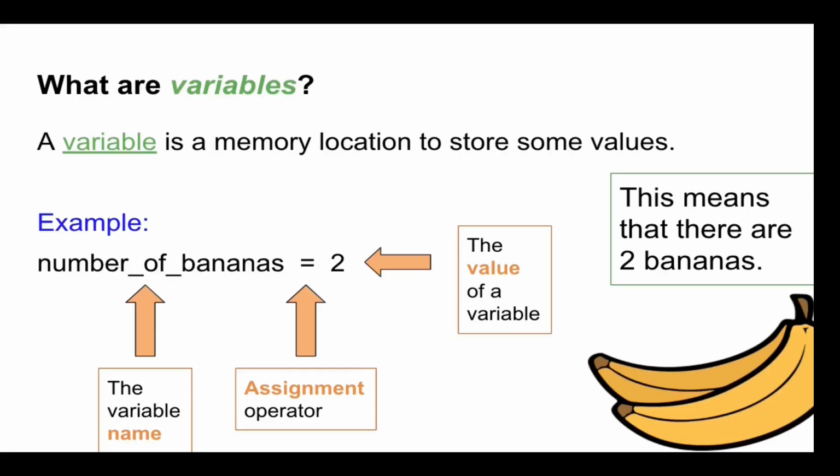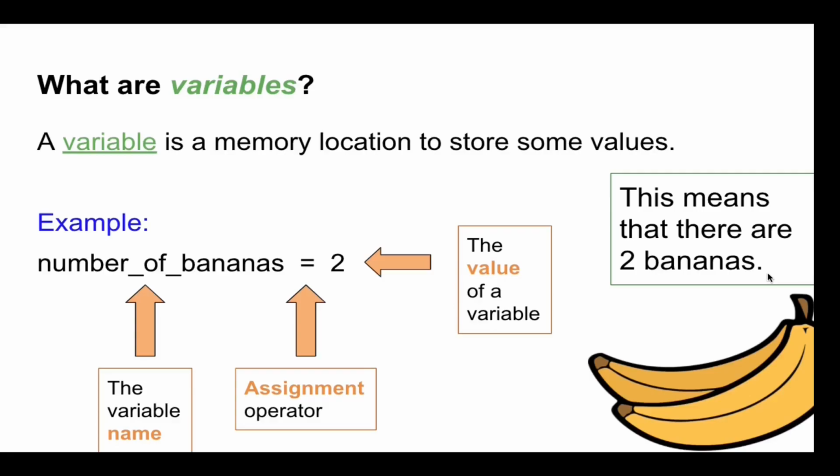Alright, so the first slide is what are variables. A variable is a memory location to store some values. Here's an example variable: number_of_bananas is equal to 2. This basically just means that there are 2 bananas. Of course, variables have a purpose. When you make variables, they're usually made to keep count of something. And there are also many different ways you can use variables.